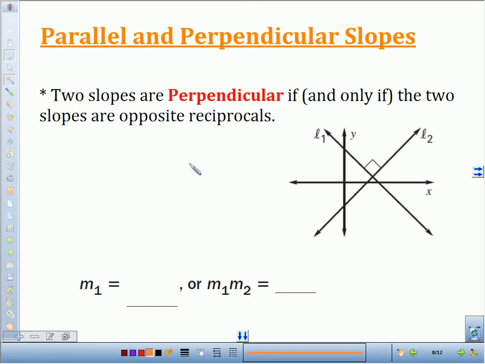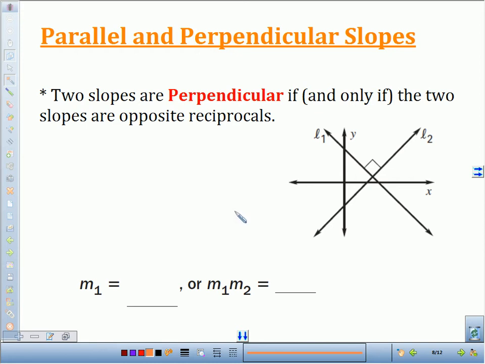Now, two slopes are perpendicular if and only if the two slopes are opposite reciprocals, and we'll get to that in just a moment. But first, we need to remember that the two perpendicular lines form a 90-degree angle. And we can see here that L1 and L2 intersect each other, and where they intersect, they form a 90-degree angle. We can tell by the little box that's on here.